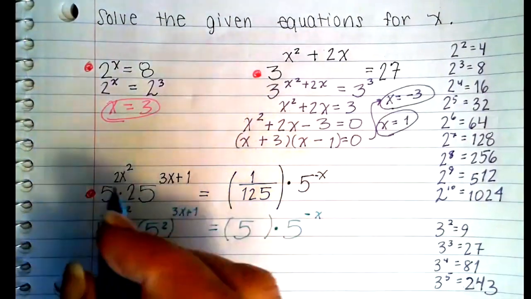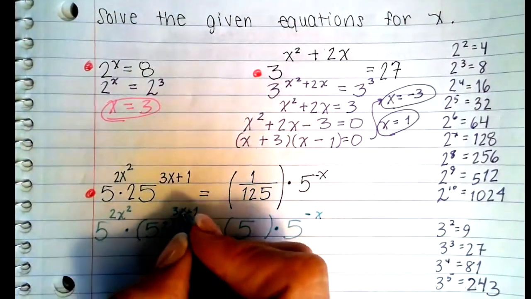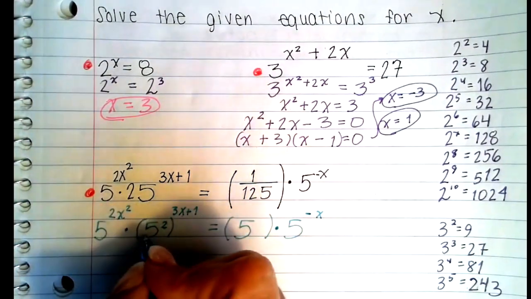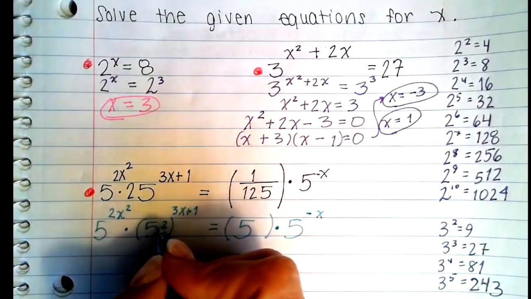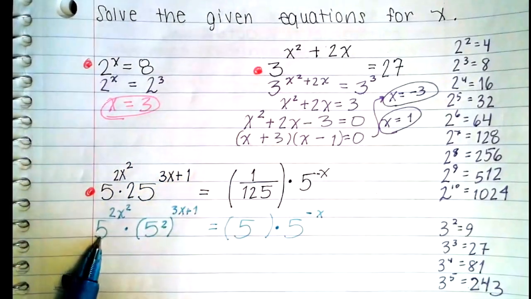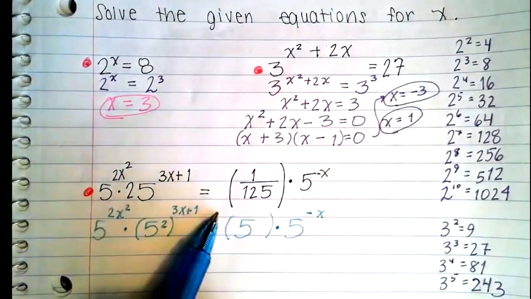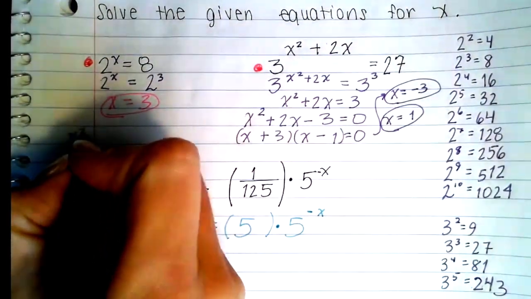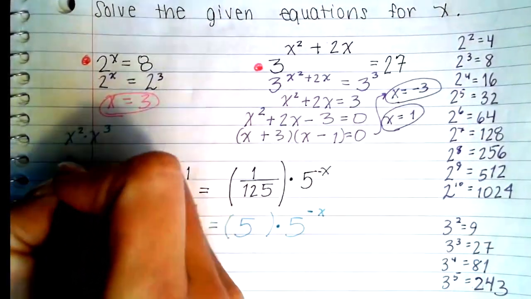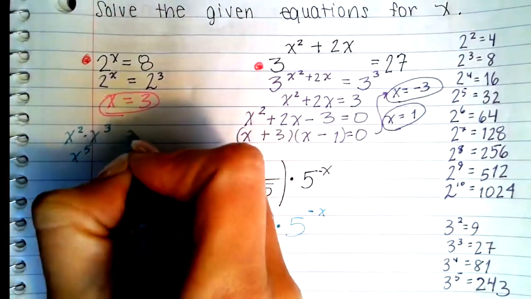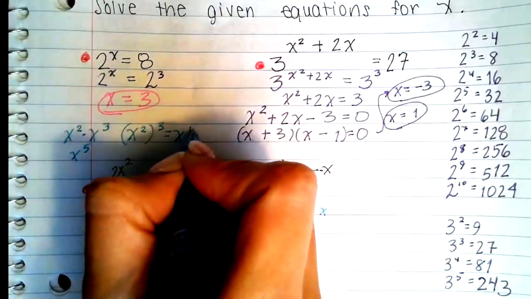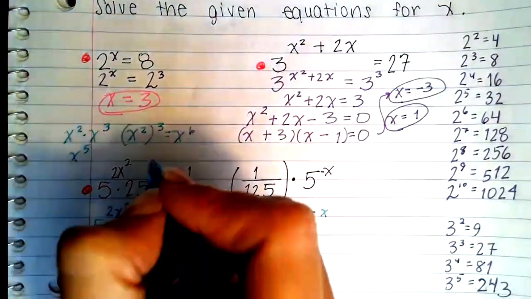Let's go back to the left side for a second. We had 5 to the second raised to the 3x plus 1. What do we do when you raise a power to a power? Do you know your properties of exponents? And even 5 to a power times another 5 to a power, there's a rule for that. What do you do with those exponents? Let's refresh our memory. x squared times x cubed is x to the fifth. x squared cubed is x to the sixth.